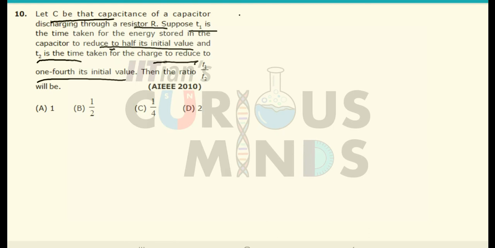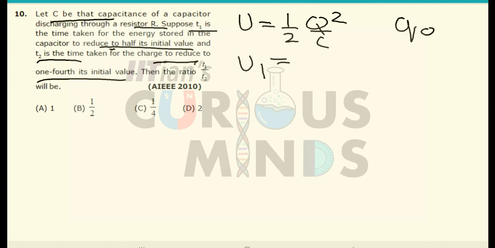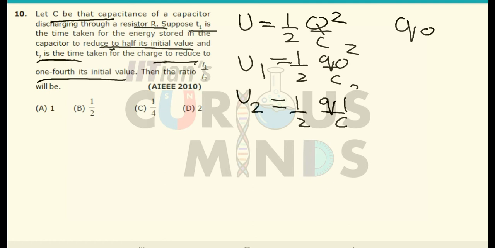Now first of all, understand that the energy is given by the formula half Q square divided by C. Over here half and C remain constant. So if the energy reduces to half of its value, let the original charge be equal to Q naught. So the energy in the first case is equal to half Q naught square divided by C, and the energy in the second case, when it is divided by 2, let the charge be equal to Q1, so half Q1 square divided by C.